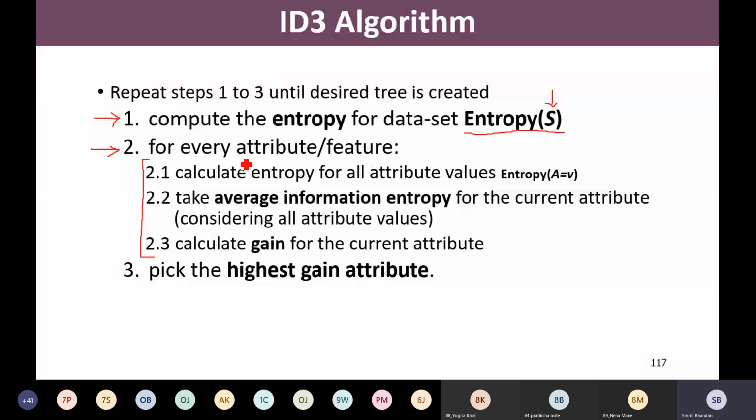So we are going to pick every feature or every attribute in our data set, and for every attribute we are going to find out certain statistical data. What is that data? For every attribute we are going to calculate entropy for all attribute values.